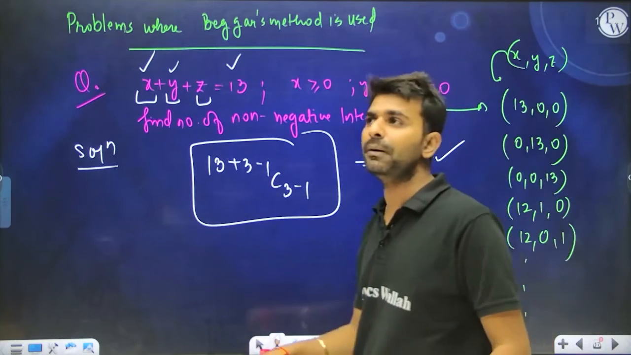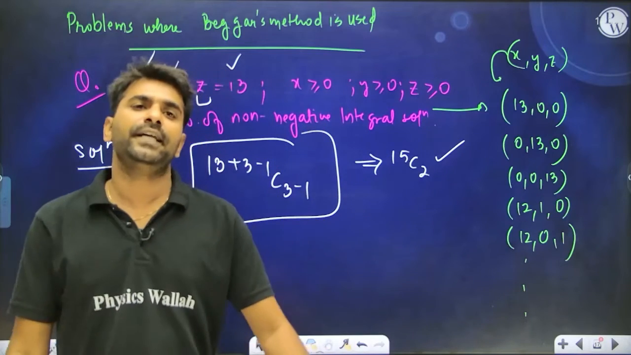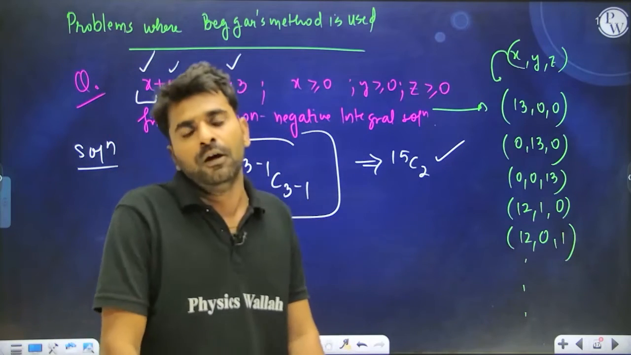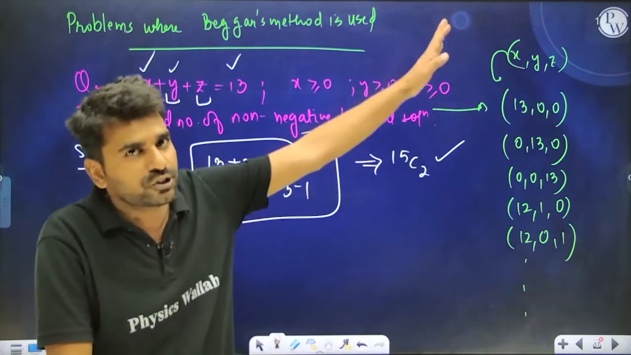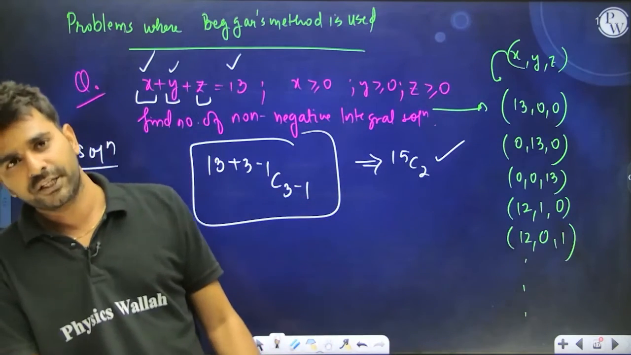Can you imagine this number? That is going to be 15 times of 7. 15 times of 7 is going to be how much? 105. So 105 solutions like this can be written. I hope the problem is clear to all of you guys.